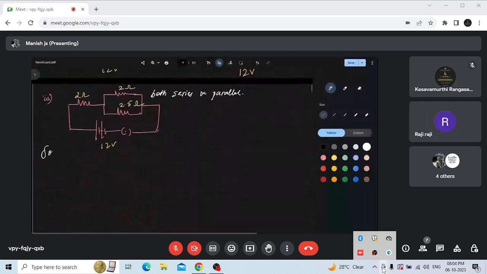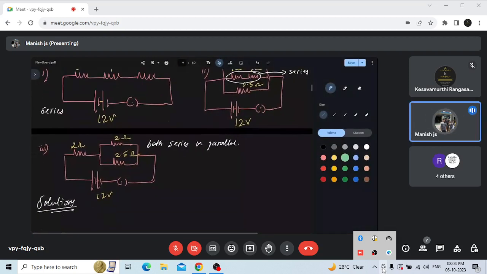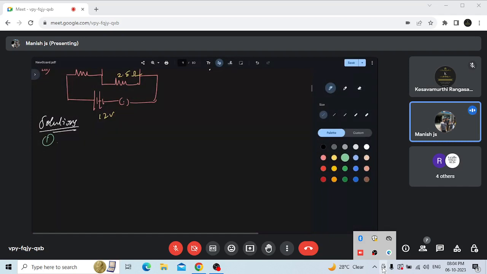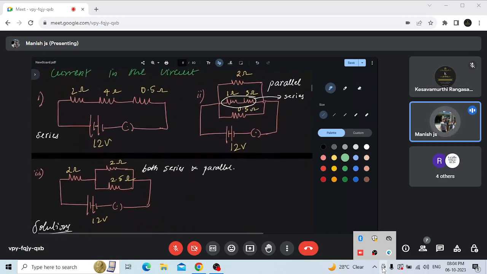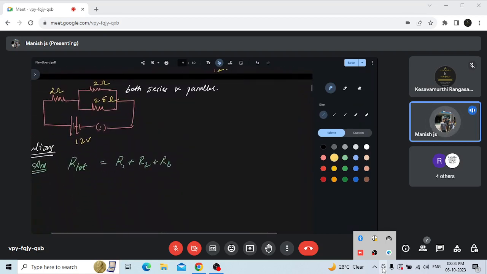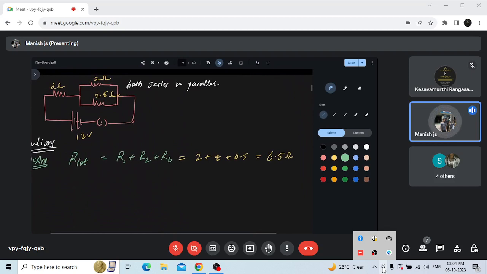Let's see the solution for the first question. You have to first find out the total resistance. So it is R1 plus R2 plus R3. You just need to add them. 2 plus 4 plus 0.5 will give you how much? 6.5. 2 plus 4 is 6, 6 plus 0.5 is 6.5 ohms. So the total resistance, R total, is going to be 6.5 ohms.